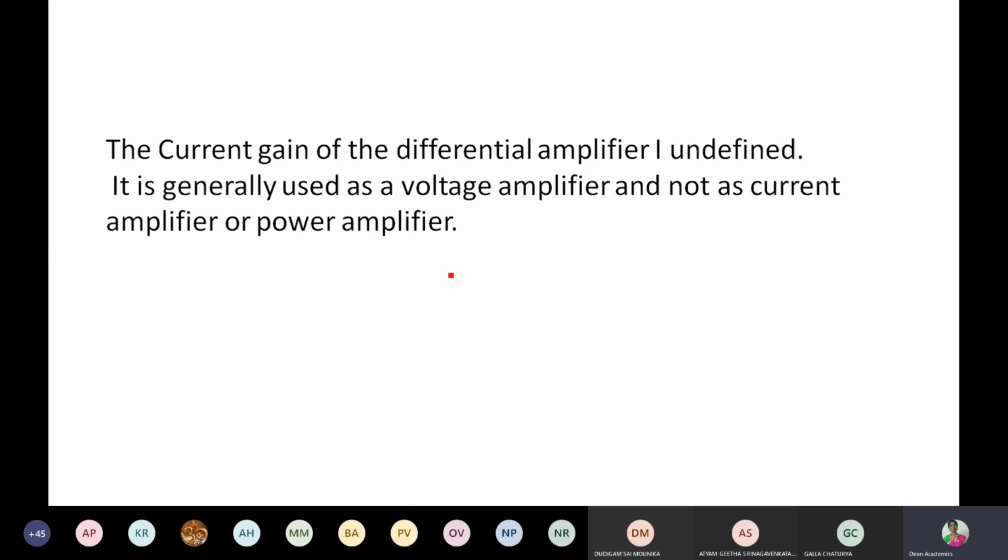So these differential amplifiers are used as voltage amplifiers only, and these are not used as current amplifiers because current gain is undefined. Why this current gain is undefined, let me tell you.